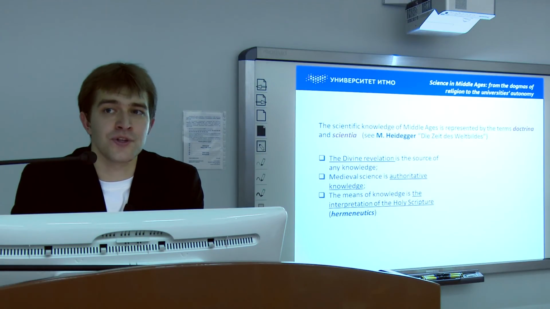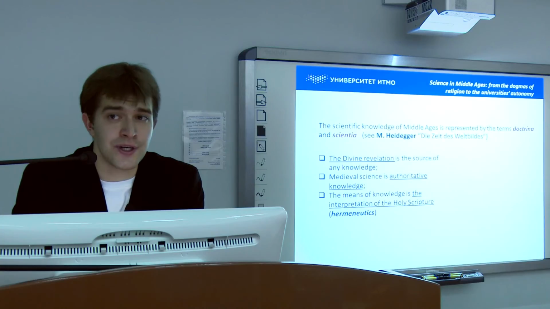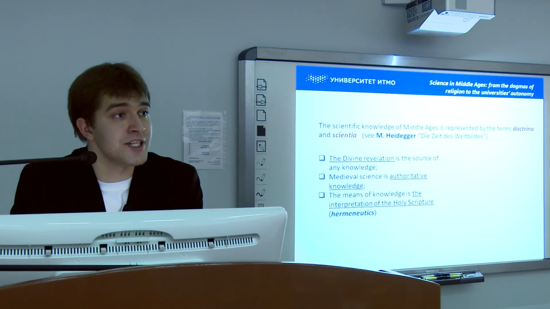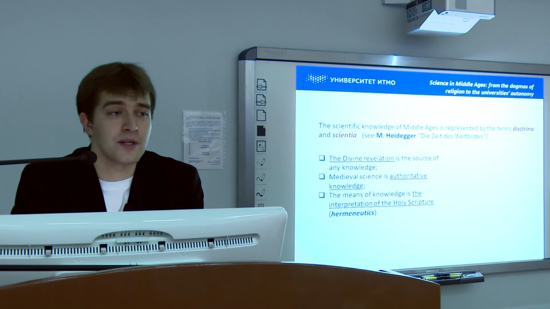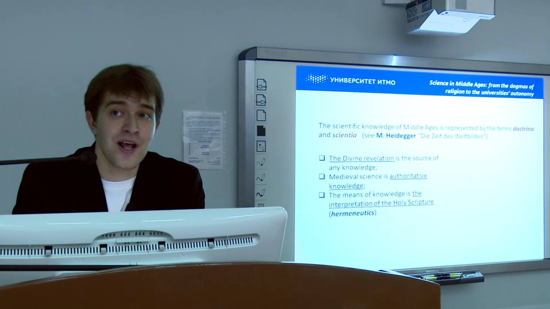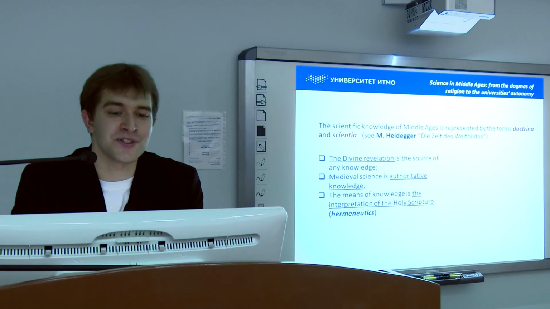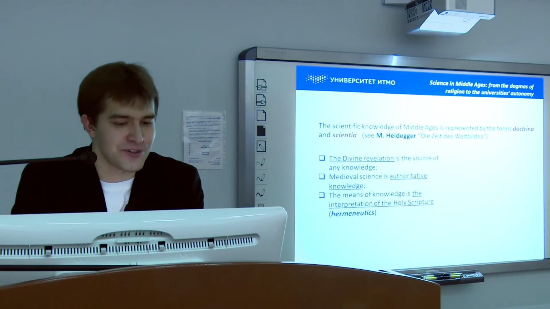That means that you follow the doctrine. That means that you follow the tradition. And if St. Augustine says that it is so, or for example, Pseudo-Dionysius the Areopagite says that it is not so, that means that this is true. Because knowledge is a very authoritative form of human activity.